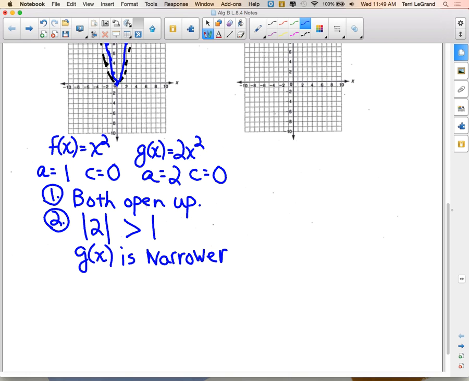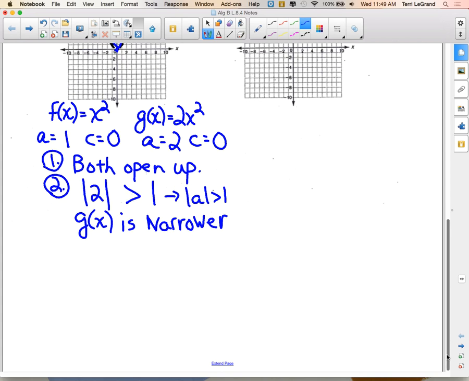Let's do it this way. Let's change it. The absolute value of 2 is greater than 1. 2 is greater than 1. Which makes it then narrower because it meets the standard of the absolute value of a is greater than 1. Okay, that's the reason. Those are the two things a will do. We'll talk about their openings, and we'll talk about their widths. And we're comparing g of x to f of x.